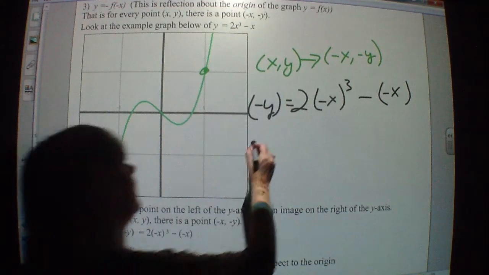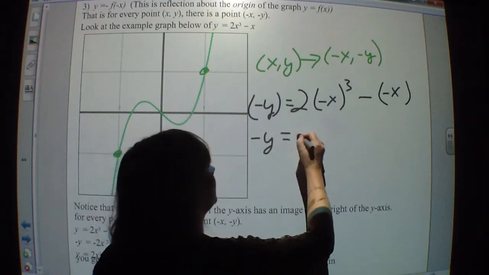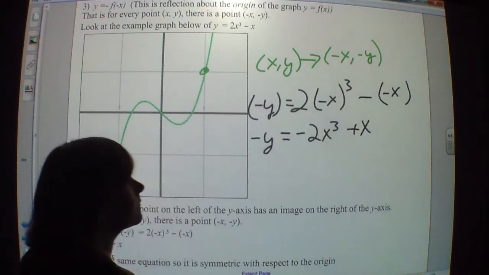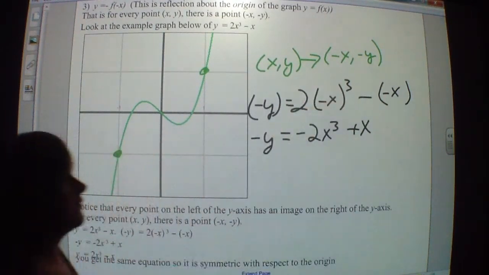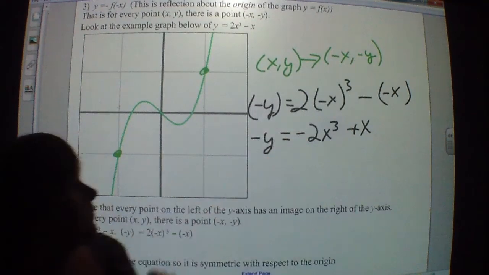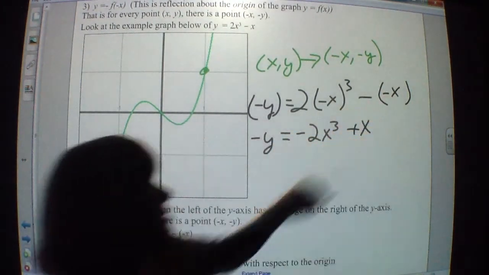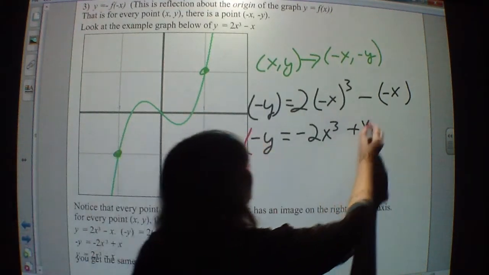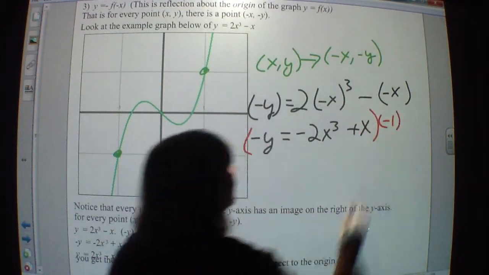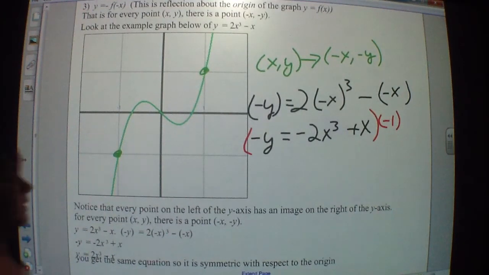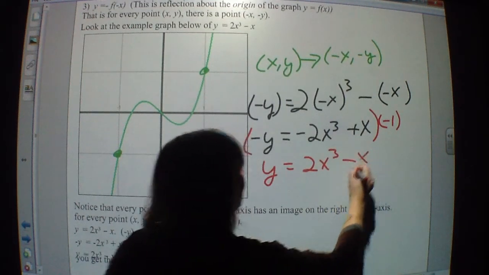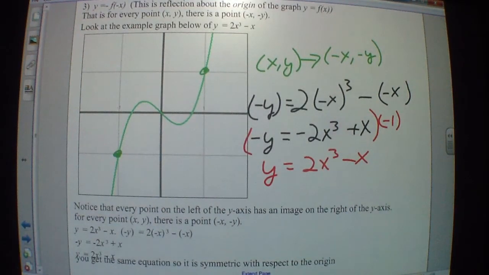Okay, so when I do that, I have negative y is equal to negative 2x cubed plus x. A negative cubed is still a negative. So I'm bringing that negative there. Minus a negative becomes plus. And now, if I either multiply or divide each side by negative 1, I will get y is equal to 2x cubed minus x. Original equation, it has symmetry with respect to the origin.